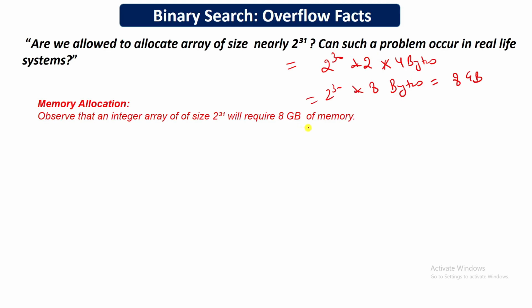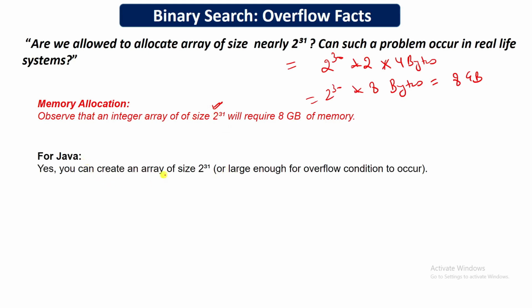And in our real life systems, we can have 8 GB of memory, or you can have a system which has more than 8 GB of memory also. So that means we can have these types of big, large size arrays. If we talk about the Java language, then yes, you can create big size arrays. So that means the overflow condition can occur, right?